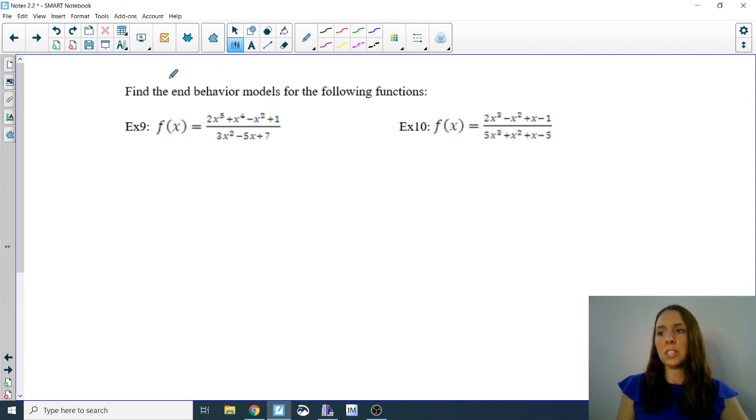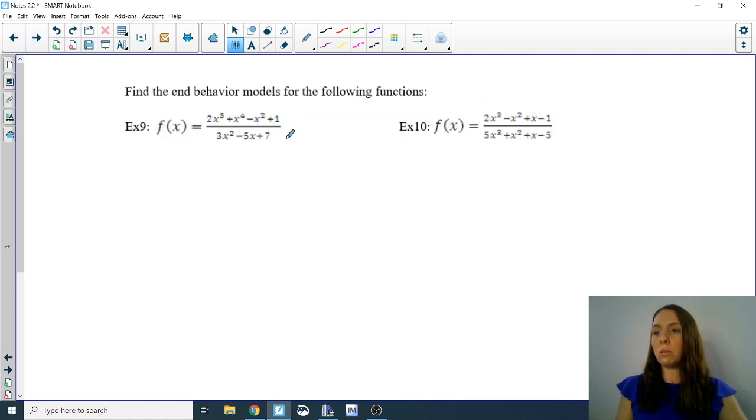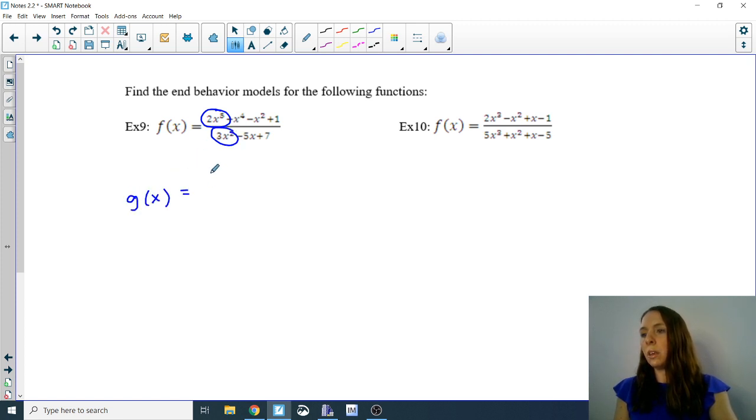Okay, now notice that this does not say show that you have a certain end behavior model for a function. It just says find the end behavior model. So these are much quicker examples where you're just going to try to figure out, for this very complicated function, what's a simpler function that models it as an end behavior model, and what you can use as a nice little shortcut every time. Going back to the fact that for this polynomial it was the term of the highest power, well, for a rational set of polynomial functions here, you are just going to take the term of the highest power in the numerator over the term of the highest power in the denominator. And so we could say that g of x is equal to 2x to the fifth over 3x squared.